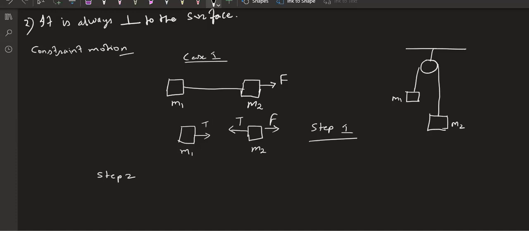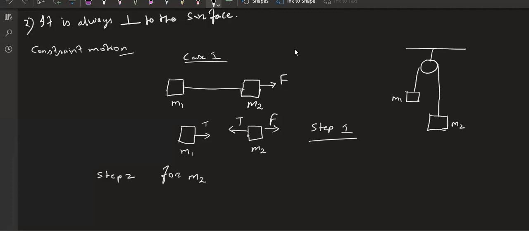Yes, equation. Very good. Okay. So the second step was writing the equation. Since we have two masses, we will write two equations. Okay. So for mass M2, write it down. For M2.